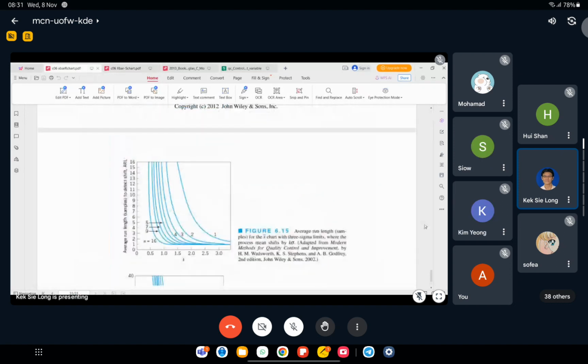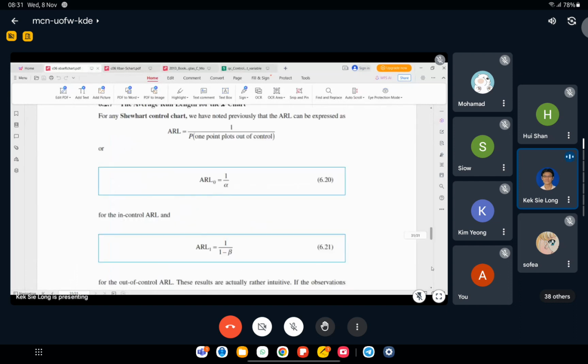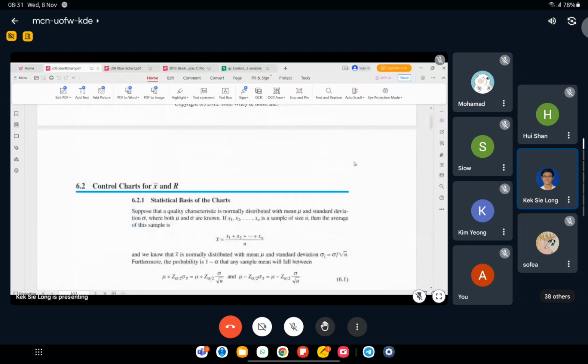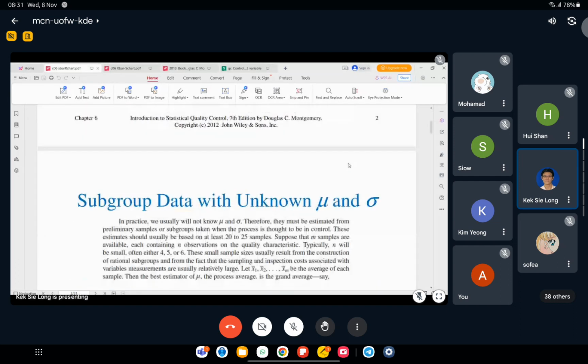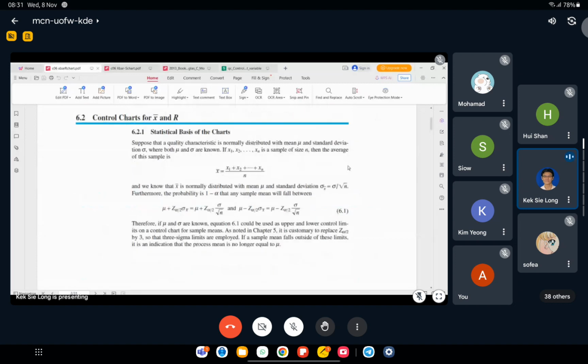This one, in X bar and R chart. Yeah, this one. And there's an assumption saying that we assume that the quality characteristic is normally distributed.